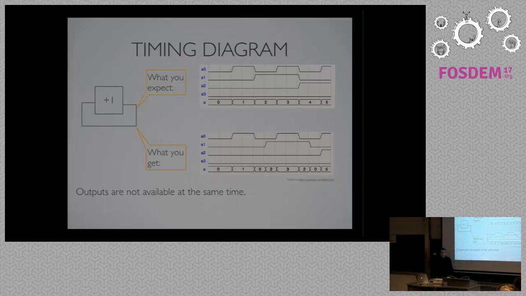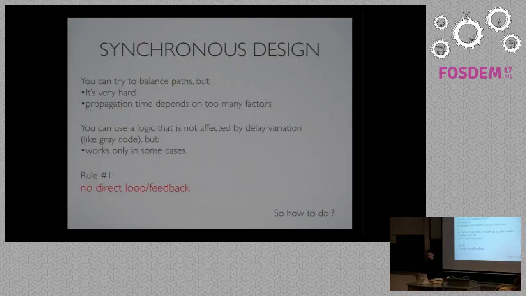And if there's a loop, it will drift more and more. For example, the output of A2 will be available much later. And because of that, you will have wrong outputs at many times, so you don't know where the correct output is. You can try to avoid this nasty effect by, for example, balancing the circuit, but it's very, very, very hard. So the main rule when you do digital design is never have direct feedback.